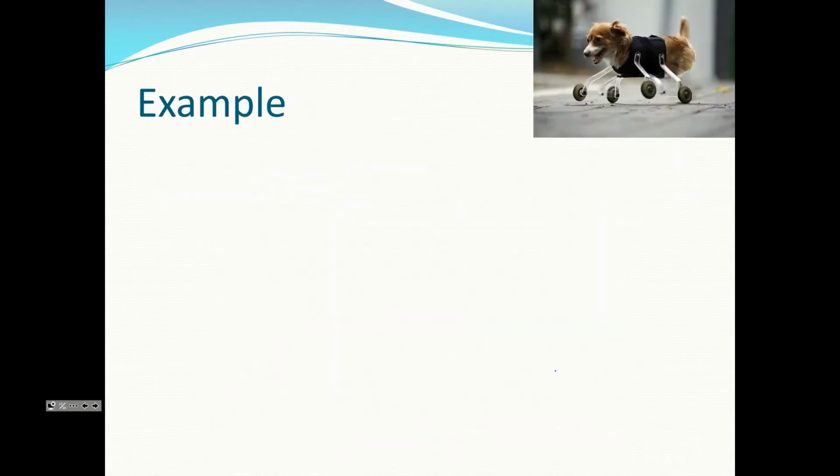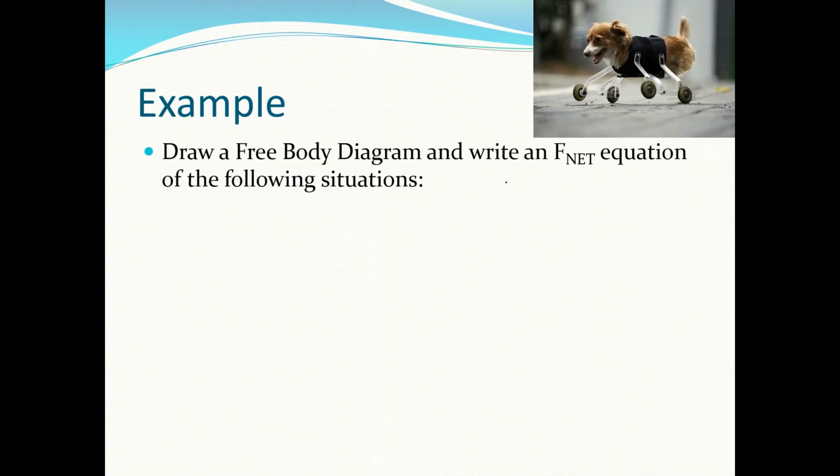So let's do some examples. To do these examples, we're going to use our friend here, which is our legless dog. And our legless dog is really nice because he doesn't go anywhere, and the only way that he can move is by us applying some forces to him. Okay, so we're going to draw a free body diagram and write an FNet equation for the following situations.